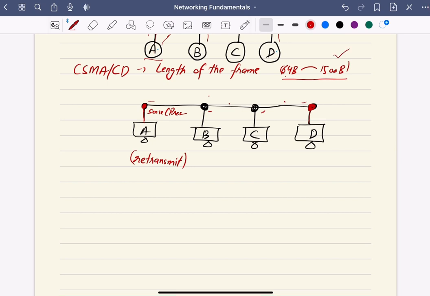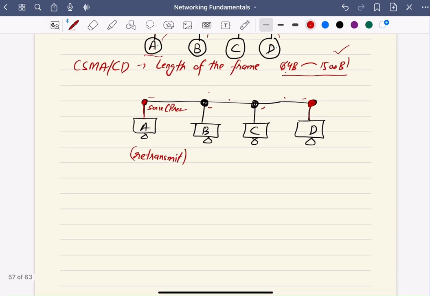The point is that, for example, A sensed the channel and found nobody sending data. So A will generate a packet of this length. A wants to send this particular frame to D. That's the total length of that frame. Now, in the meanwhile, when it was about to send, D started sending data. Now what's going to happen? They are going to collide for sure.